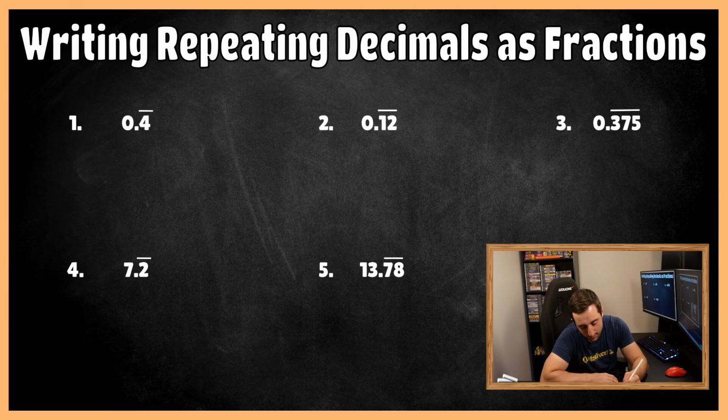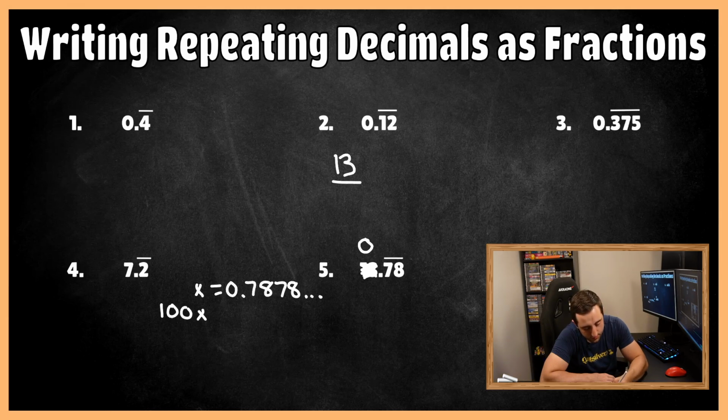Okay, so for number 5, make our two equations. Notice how we have a 13 out front. Let's go ahead and simply remove that for now. So I'm just going to keep that up here, and we're going to change this to a 0. We have x equals 0.7878... Two numbers are repeating, so we're going to multiply by 100 on both sides. So moving this two place values to the right, we get 78.7878... And now we can once again subtract these.